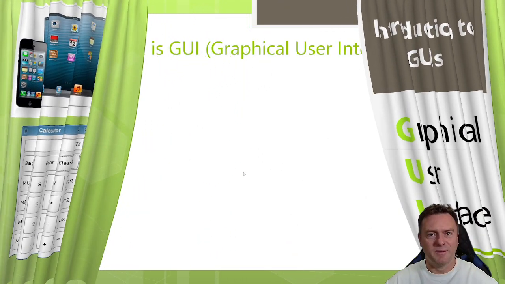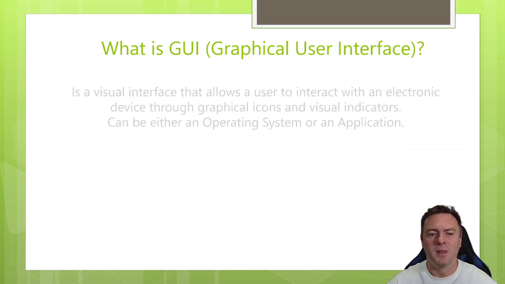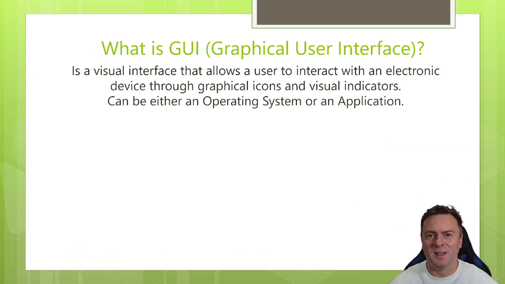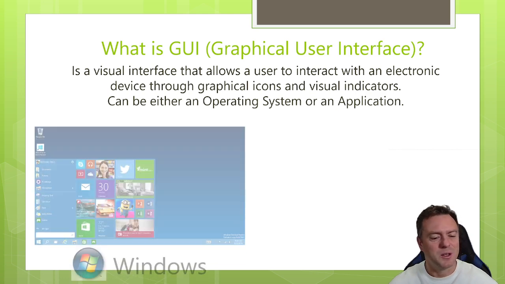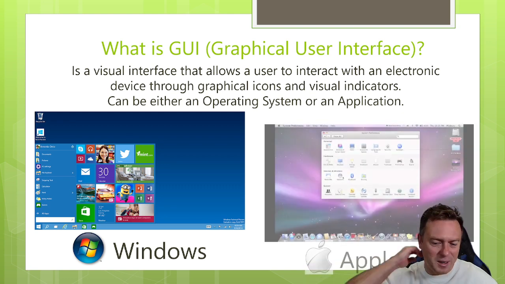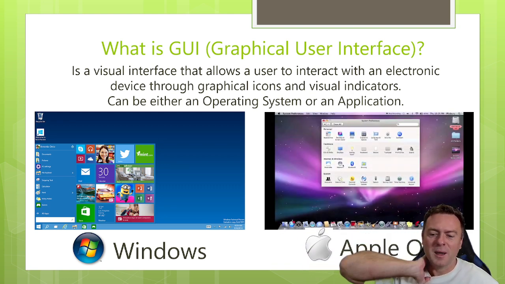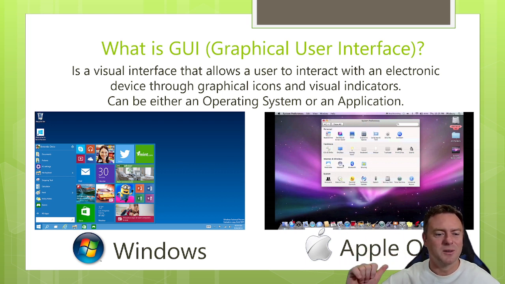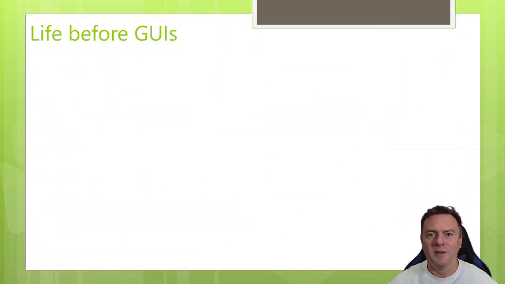So let's first get some definitions happening. First of all, what is a GUI? A GUI is a visual interface that allows users to interact with an electronic device through graphical icons and visual indicators. It can either be an operating system or an application. Now we're just going to unpackage what an operating system is first, because it is pretty useful. There are three, but the two main ones that commercially get used are Windows and macOS from Apple. And what you can see there is they have a whole heap of different buttons and icons that you can click on, and what we're going to look at is how you can actually build something like that behind the scenes.